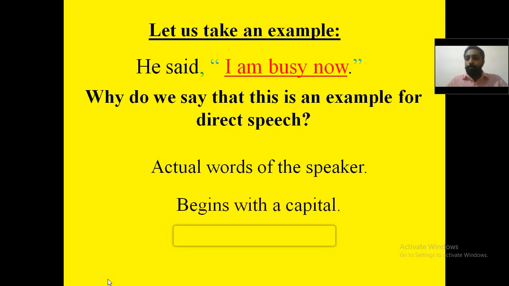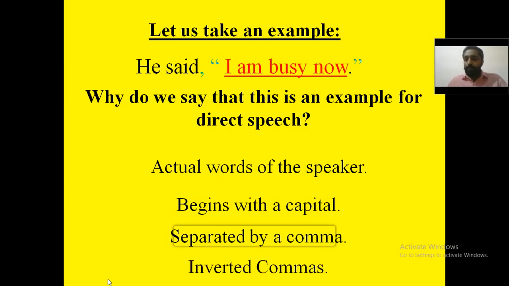Next, it begins with a capital. The letter I is a capital letter, so the direct speech begins with a capital letter, and it is separated by a comma. See, he said, and there is a comma. And next one, it has got inverted commas. So "I am busy now" is given in inverted commas. So these are the things that you must understand.